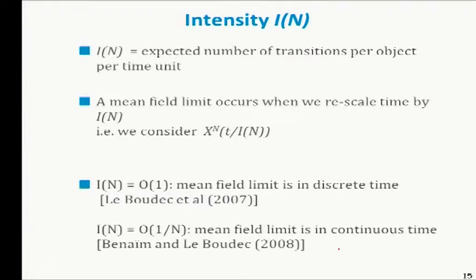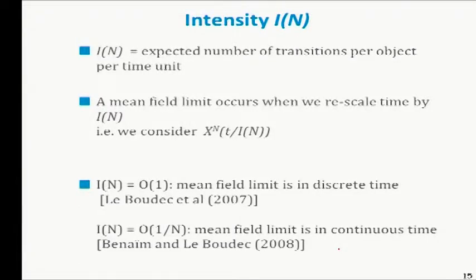And this will be particularly interesting if the intensity remains constant when n gets large. In that case, we have a rescaled system that, if the original one is in discrete time, then the limit one is also in discrete time. That's the easiest to describe, but it's not the easiest to compute with.